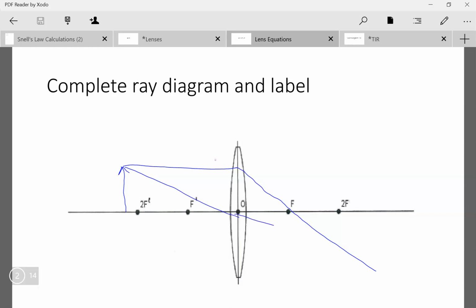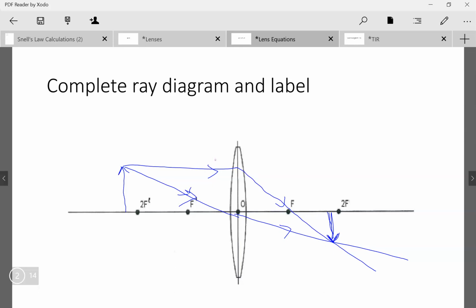so we can draw using our two rules for ray diagrams. This is a bad ray diagram, but whatever, you get the idea of what it's supposed to be like. So we have to define a few key terms that exist for our lenses.